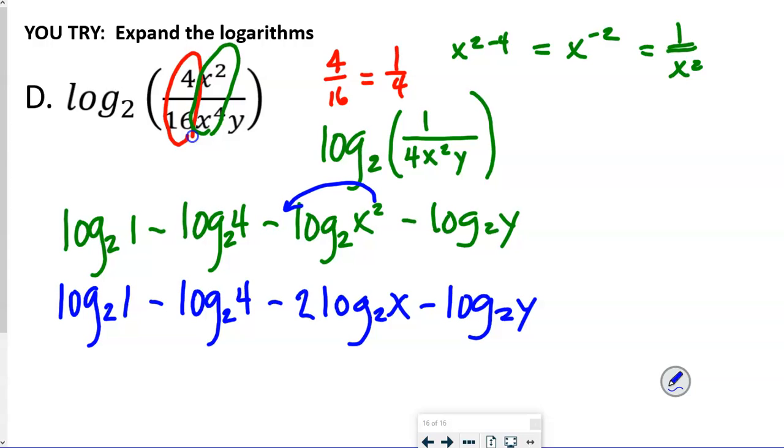And remember, when we get to evaluating, we could evaluate log base 2 of 1 minus log base 2 of 4. Those would be able to be evaluated and combined because they are like terms. The next two we would not be able to combine because we have an x in one and a y in the other.